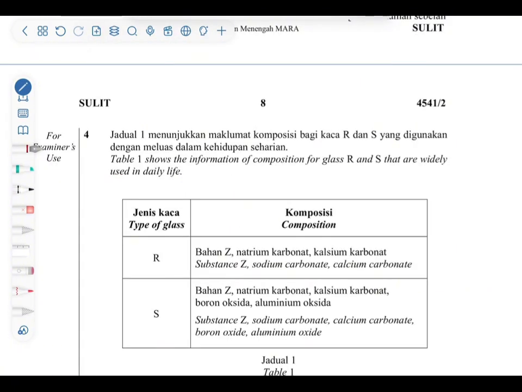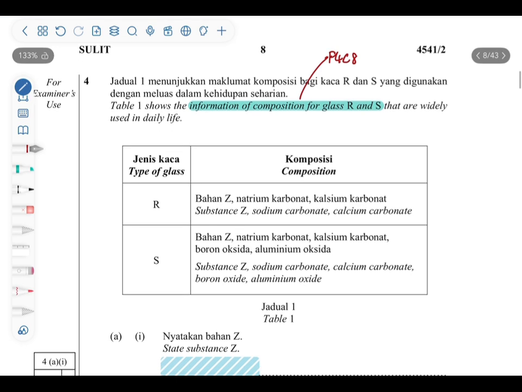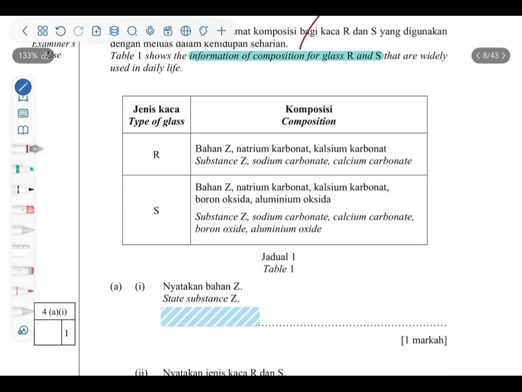Okay, so this is question 4. This is a table that shows us the information of the composition for the glass R and S that are widely used in our daily life. So this is your Form 4 last chapter, Form 4 chapter 8. So it gives us 2 types of glass, R and S. So the composition for the glass R will be substance Z, sodium carbonate, and then the calcium carbonate. And then for glass S, we have the substance Z also, sodium carbonate, calcium carbonate, boron oxide, and the aluminum oxide.